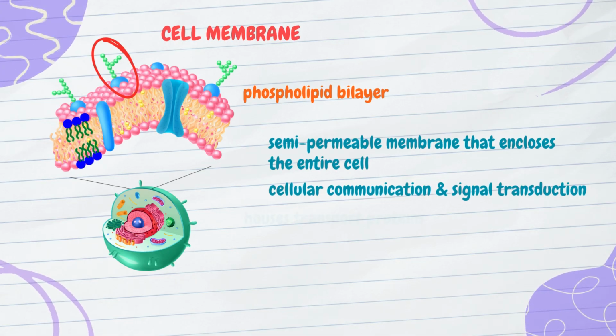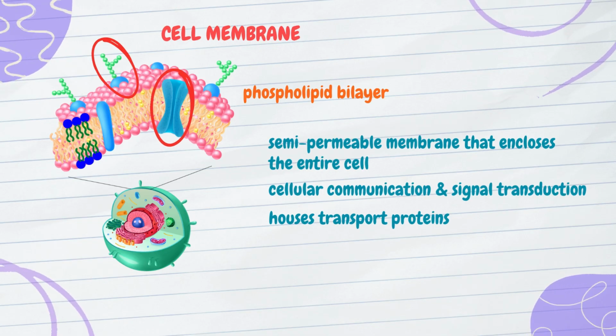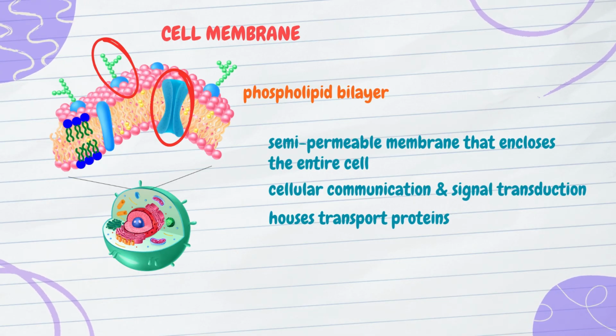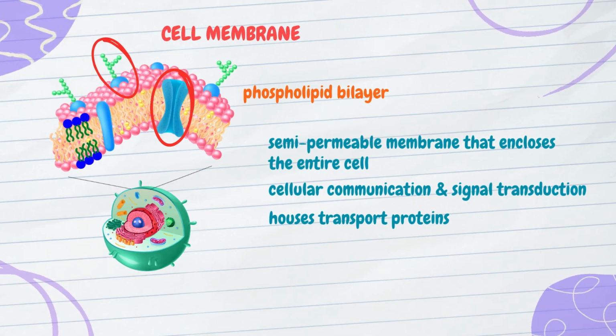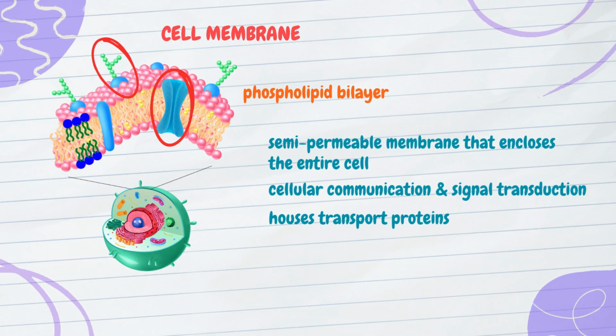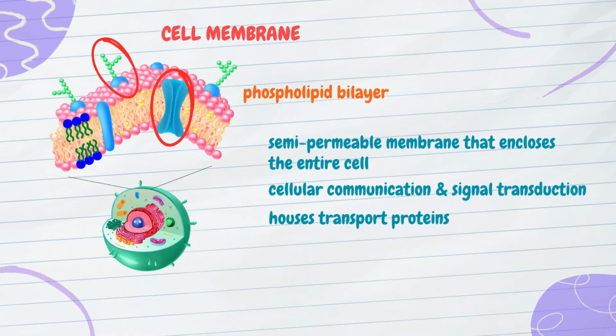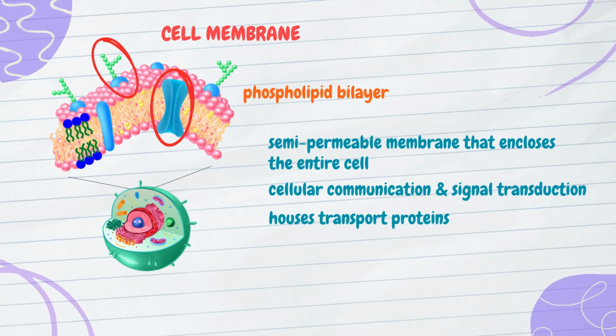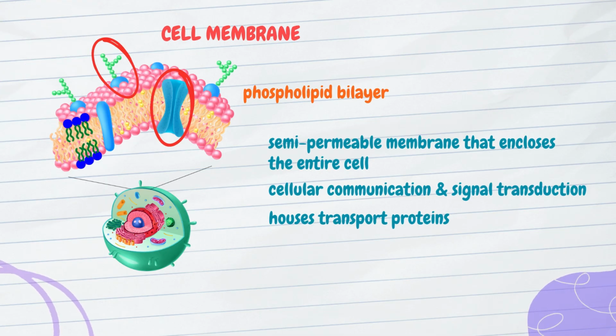Furthermore, the cell membrane houses transport proteins that facilitate the selective movement of substances across the membrane. These proteins come in various forms, such as channels, carriers, and pumps, and they regulate the passage of ions, nutrients, and waste products. Some substances can diffuse directly through the membrane, while others require the assistance of specific transport mechanisms.